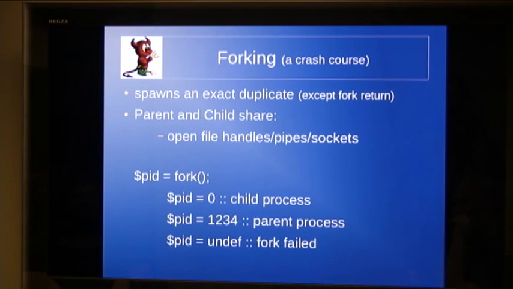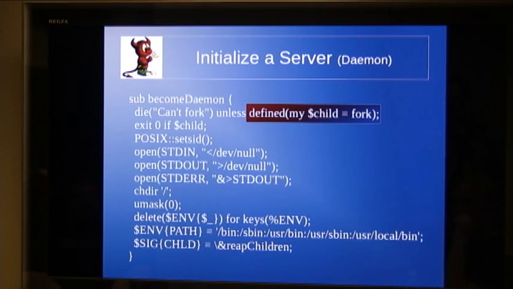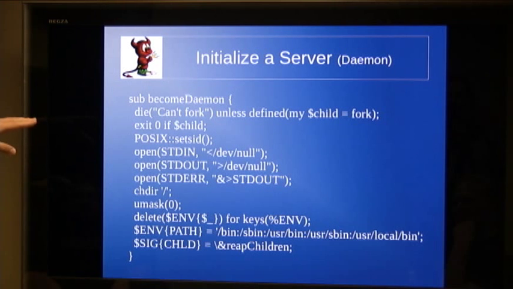But since this is a server, it's actually the parent that we really don't care about. So basically, we've created now the two processes, and the very next thing we do is we exit 0 if we have a child. In other words, if we're the parent process, we kick the bucket. We don't care about you. So all we now have at this state is the child process still running, and it's going to go on to this next POSIX setsid.